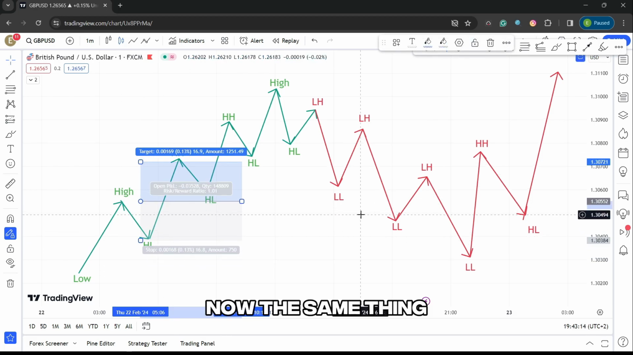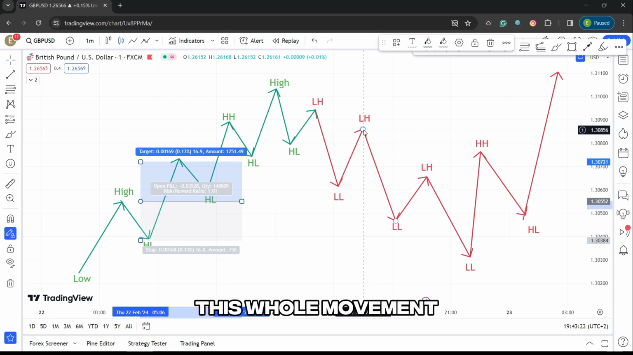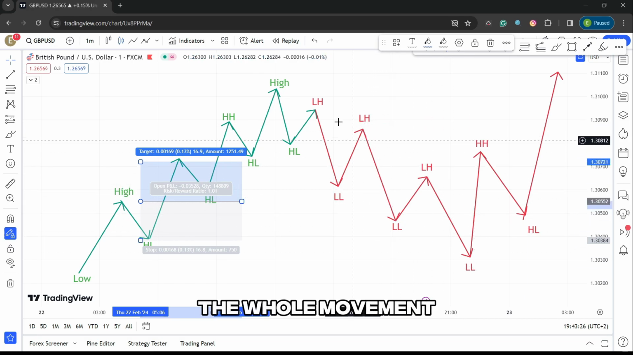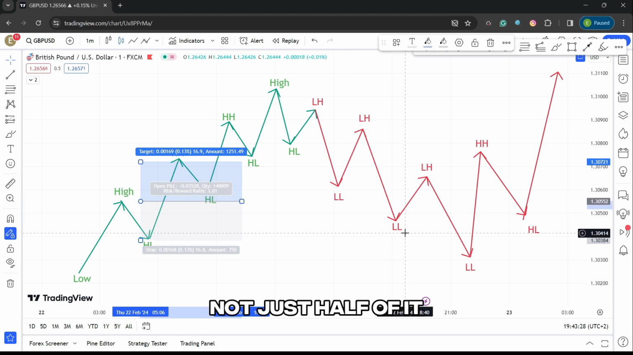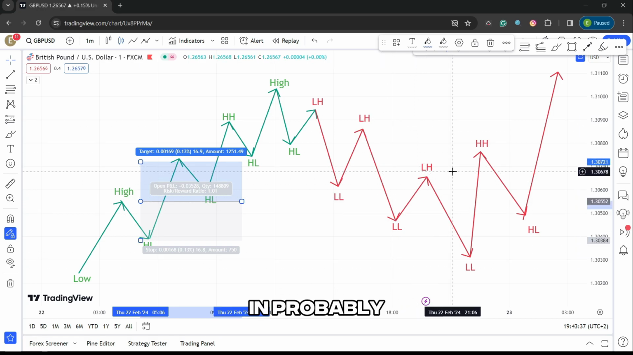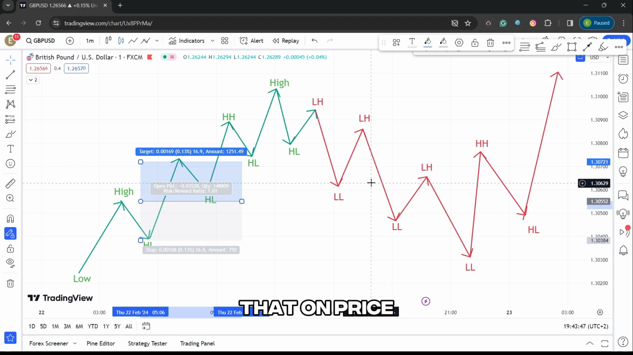Now the same thing applies to a bearish trend. We want to sell at lower highs, which are these points, to sell this whole movement. As you can see, a whole movement, not just half of it, all of it. I'll show you exactly how we can identify these price legs in probably the next video, but for now I want you to understand this simple drawing so you can see that on price.